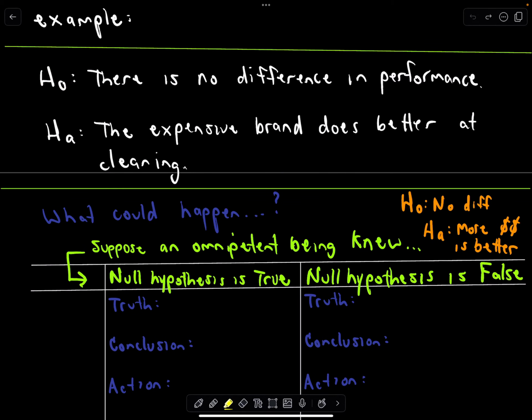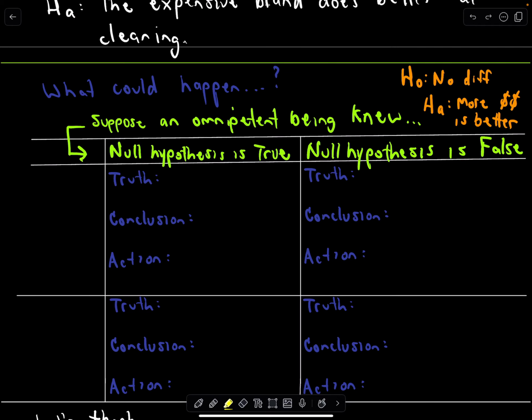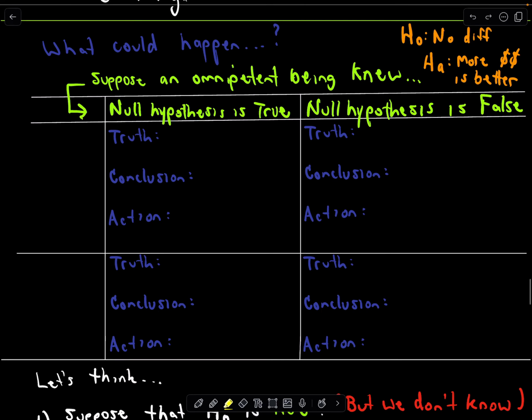Okay. So again, what was our null hypothesis? There is no difference. What's our alternative hypothesis? That the expensive brand does in fact do a better job. So let's look at a few cases here, and we'll talk about this notion, these type 1 and type 2 errors. So we're going to make a little table here and think about what could happen.